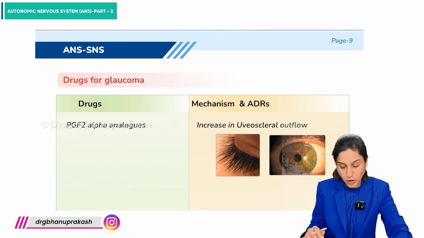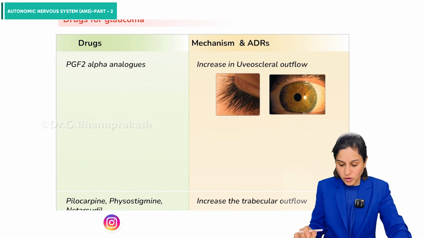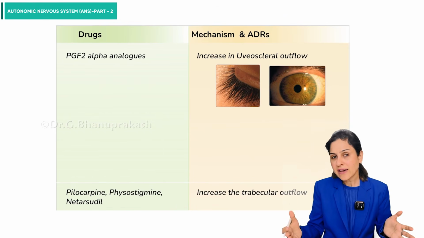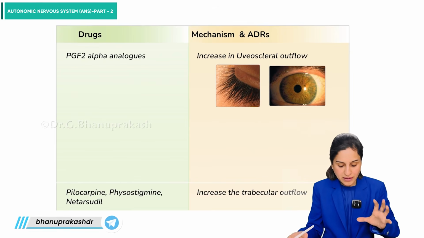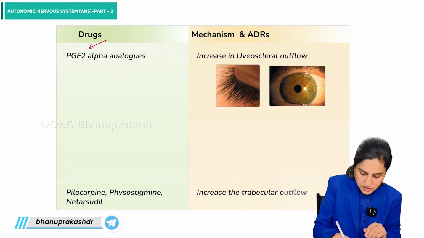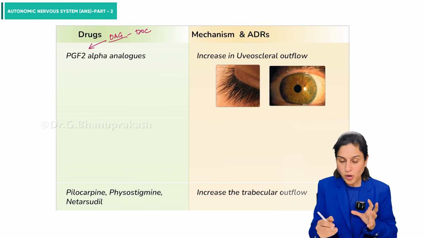Let's do another important topic here, drugs for glaucoma. Remember, we have open angle and we have the narrow angle glaucoma or the acute congestive glaucoma. For open angle glaucoma, prostaglandin F2 alpha analogs are the drug of choice. So open angle glaucoma, these are the drugs of choice. So these are your prosts.